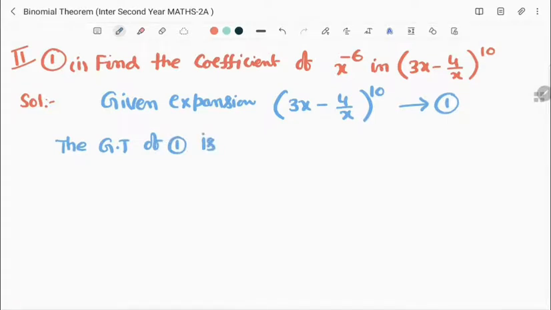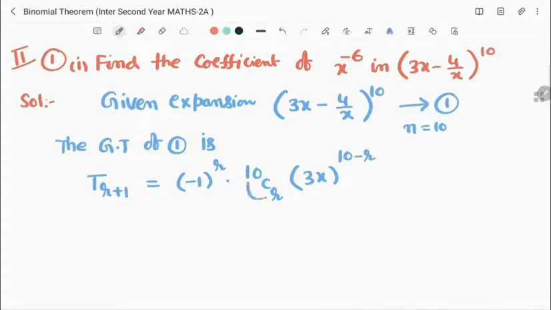The general term of the given expansion, the GT, here GT represents general term of equation 1 expansion. It is in the form of x minus a, no? So minus will come. T r plus 1 equal to minus 1 whole power r into nCr. Here n is equal to 10 only, no? So 10Cr. Next, x value is what? 3x. 3x whole power 10 minus r. Here these two subtraction, 10 minus r. Next, a value 4 by x. Already minus we have taken common. 4 by x whole power r. Here whatever the value is there, that only.